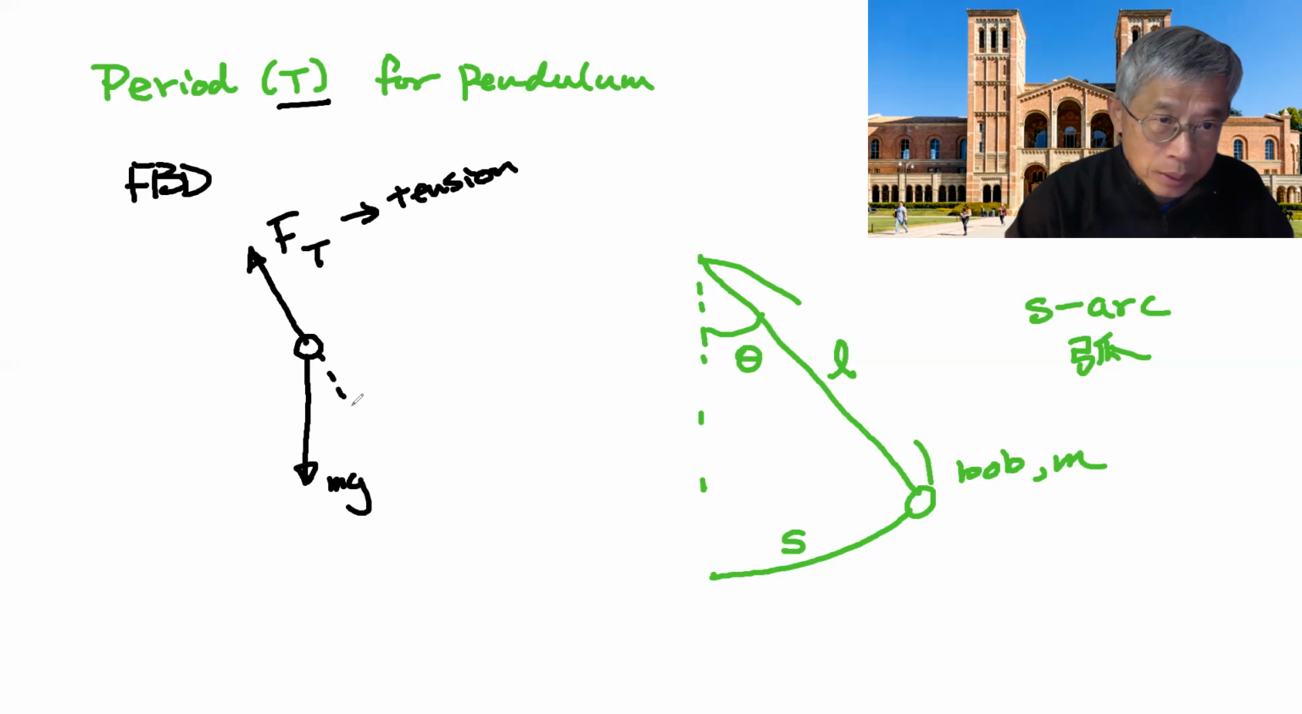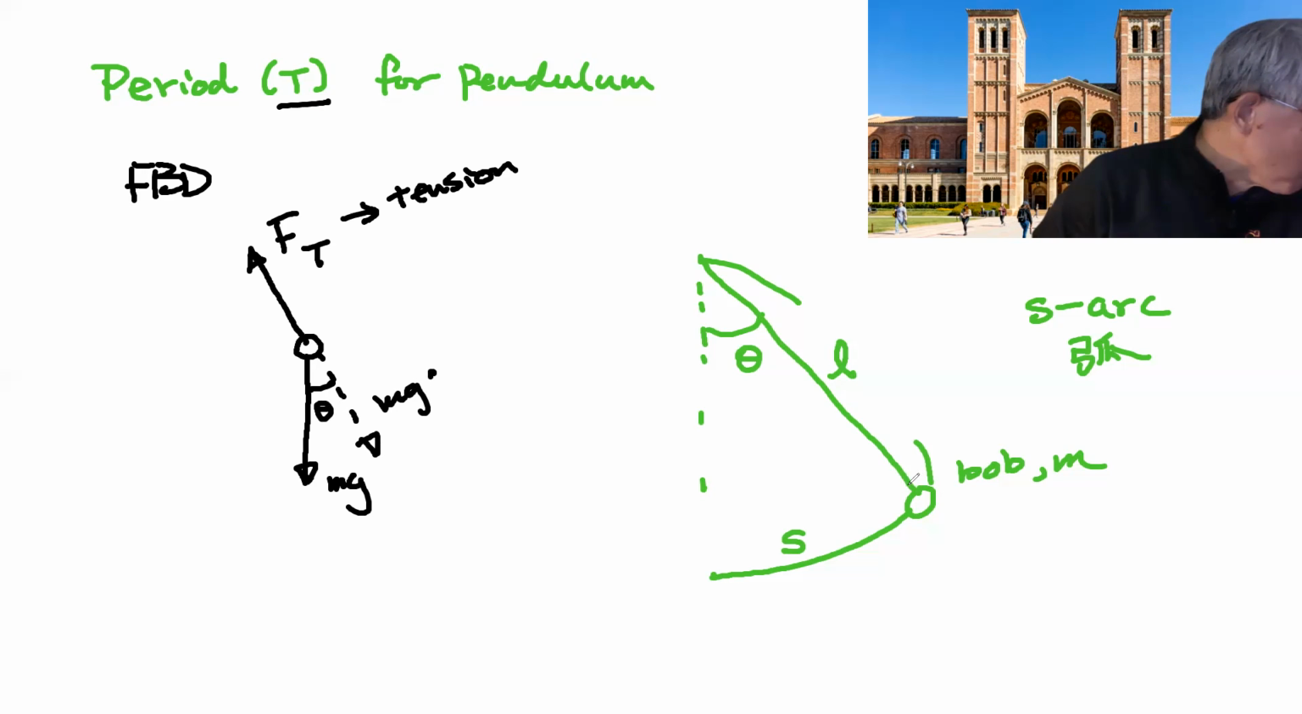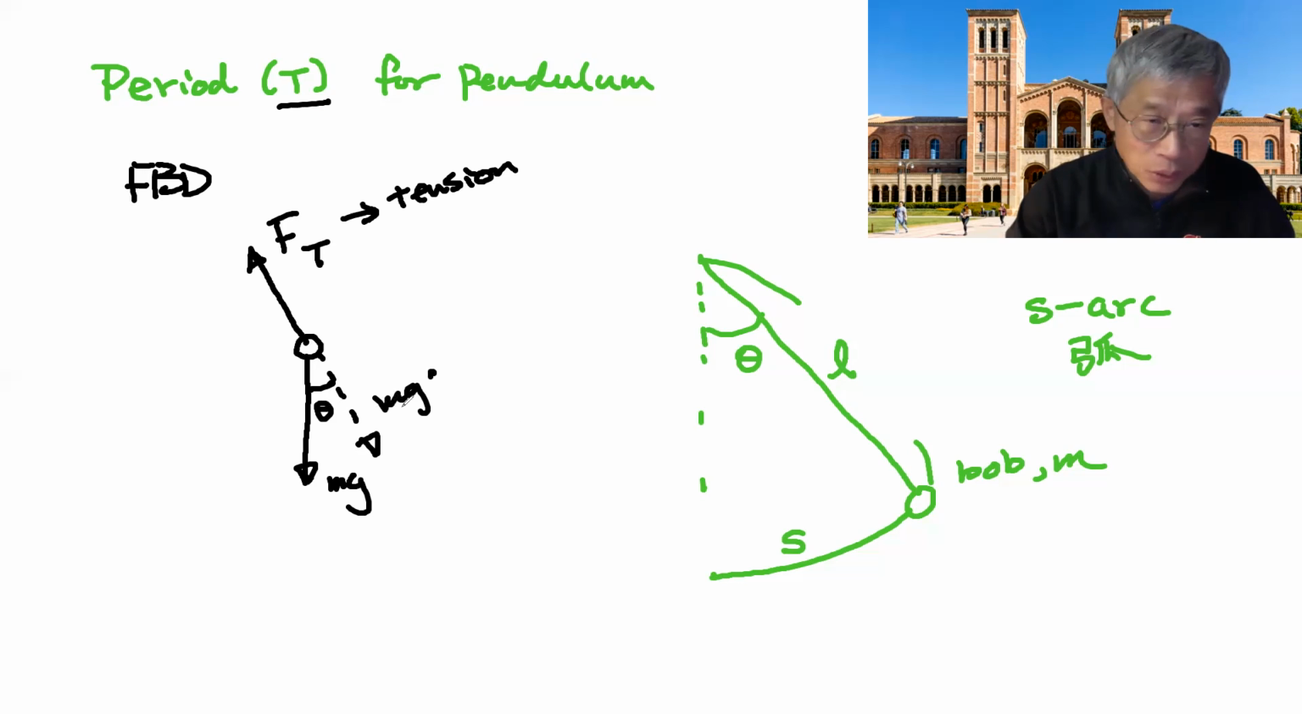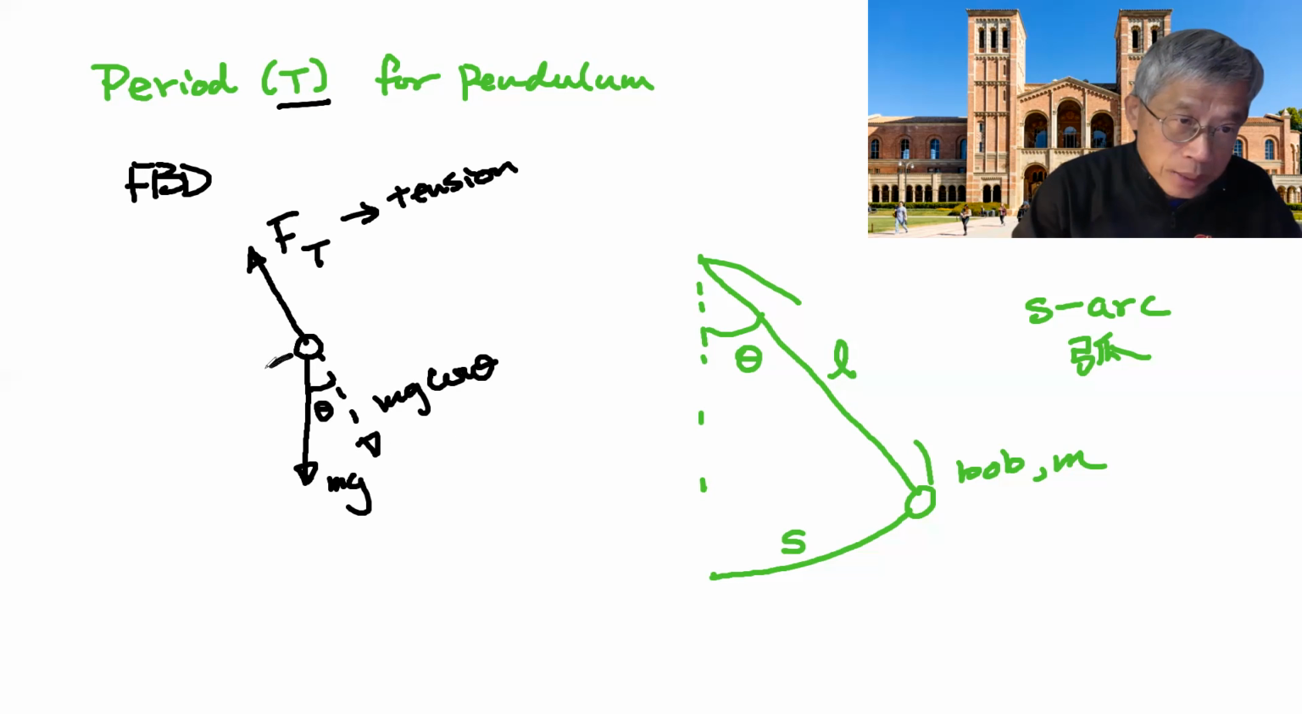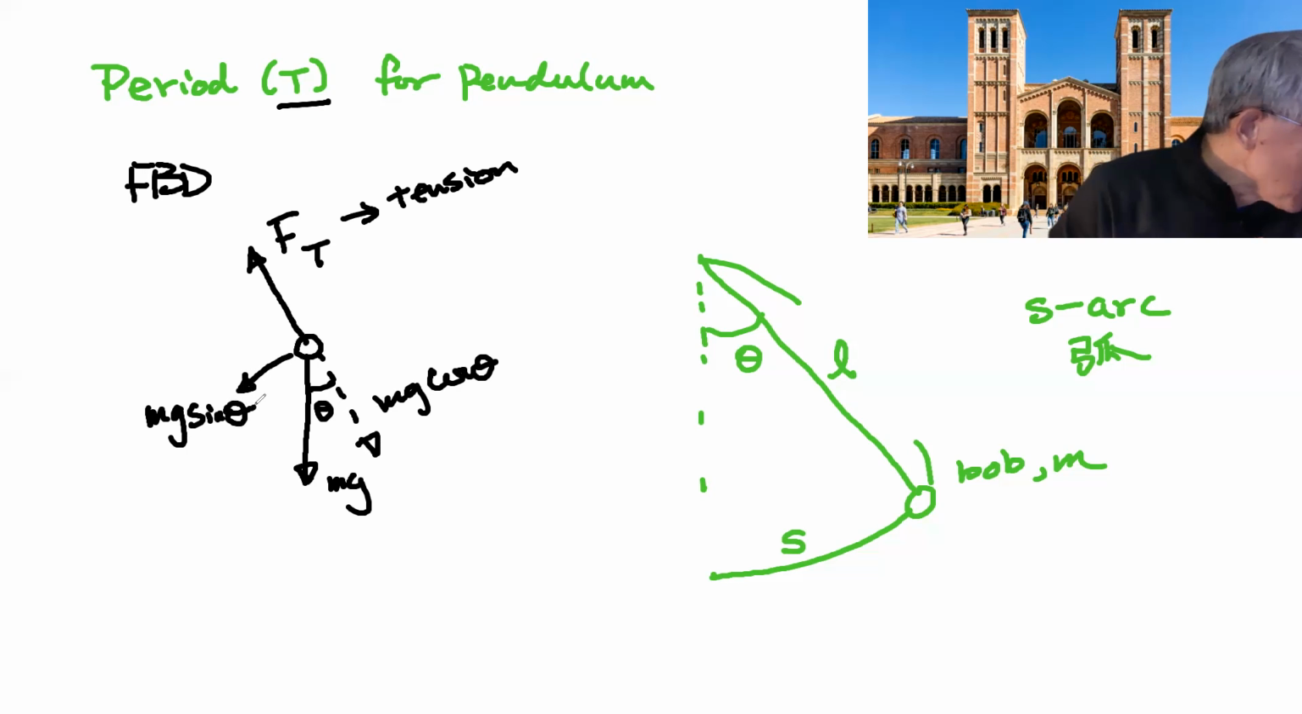So we're going to break this. This is also theta. So this is the mg cosine theta, which will be canceled when we are at that position where velocity is equal to 0, right? So you start from rest right here. And this is the mg sine theta. Mg sine theta is the force that's driving your motion right here.